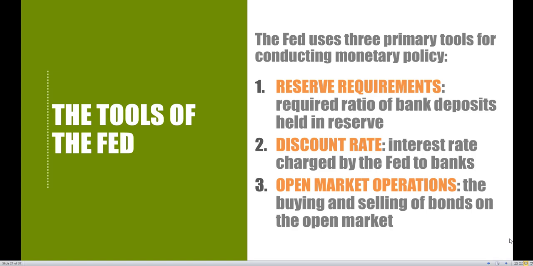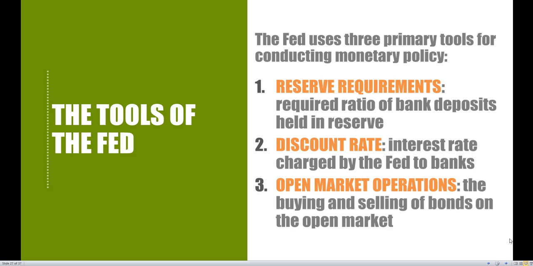So what tools does the Federal Reserve have at its disposal in order to conduct monetary policy? We take a look at the reserve requirements, the discount rate, and open market operations. All three of these are under direct control of the Federal Reserve, and they use them in combination with one another in order to pursue the monetary policy that they believe is best for the economy.